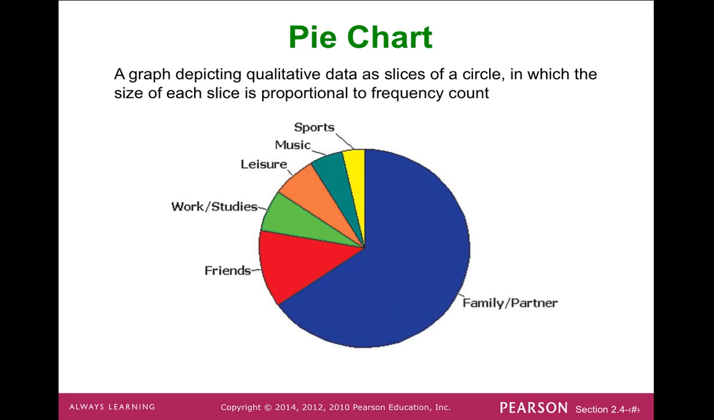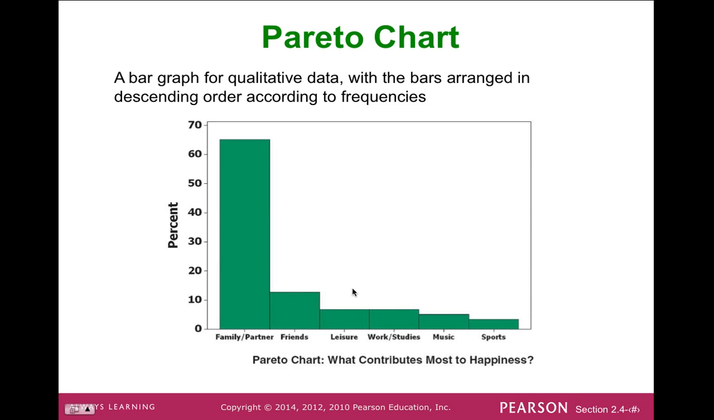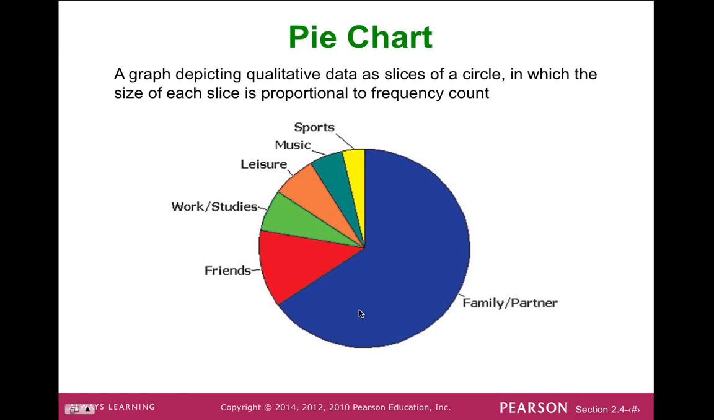A familiar type of chart that I'm sure many of you have made yourself, but certainly you've seen before, is a pie chart. All that it is is a circular graph that represents your qualitative data as slices of that circle, or the pie, in which each slice of the pie is proportional to the frequency. Looking at the same data that we had for our Pareto chart, but churning it instead into a pie chart, it looks like this. So families and partners contributed most to happiness, then friends, and so on.